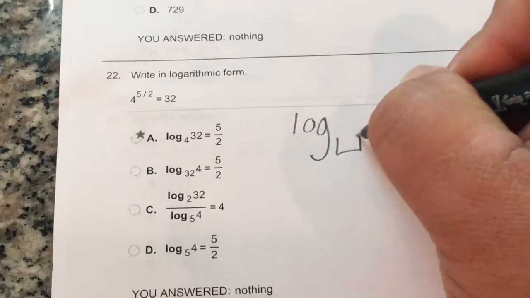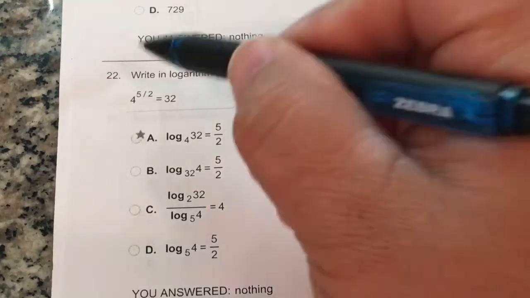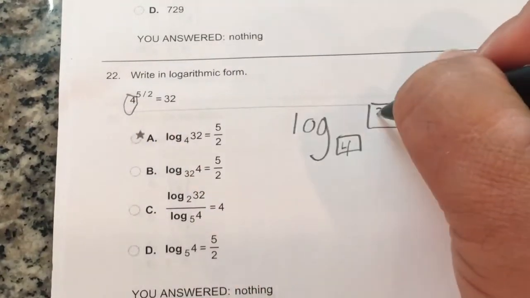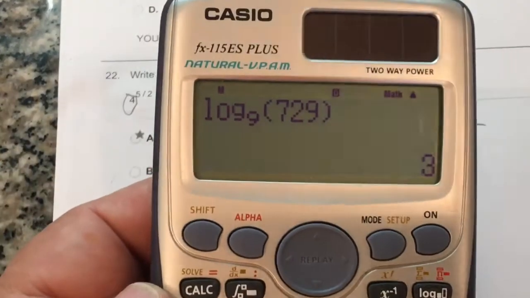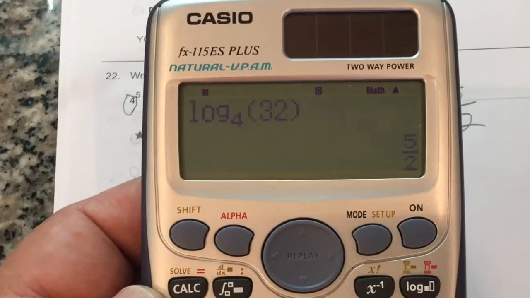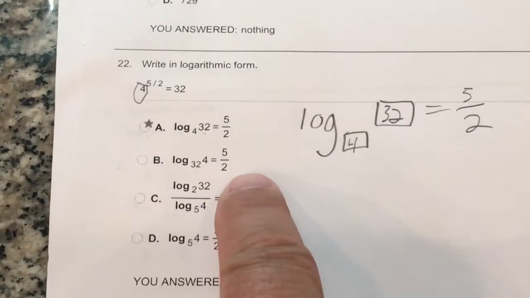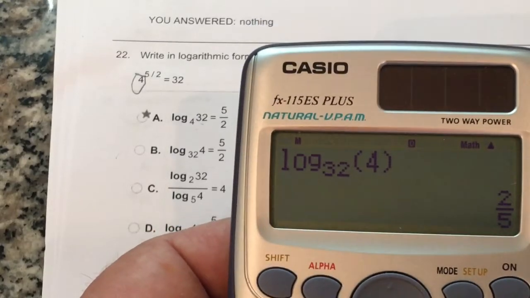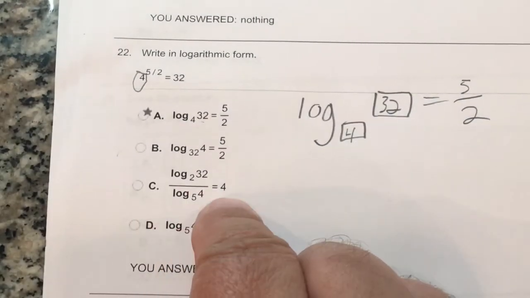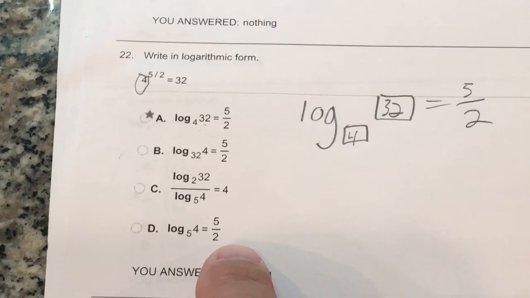So again, I'm going to use the log base of an argument equals something. So notice the base is 4, the argument is 32, and it's going to equal 5 halves. And you can test this. If you type in log base 4 of 32, you'll notice it equals 5 halves. If you type this in, it won't equal 5 halves. So if we typed in log base 32 of 4, it's not a true statement. It's 2/5. If we type this in, it wouldn't equal 4. If we type this in, again, it would not equal 5 halves.